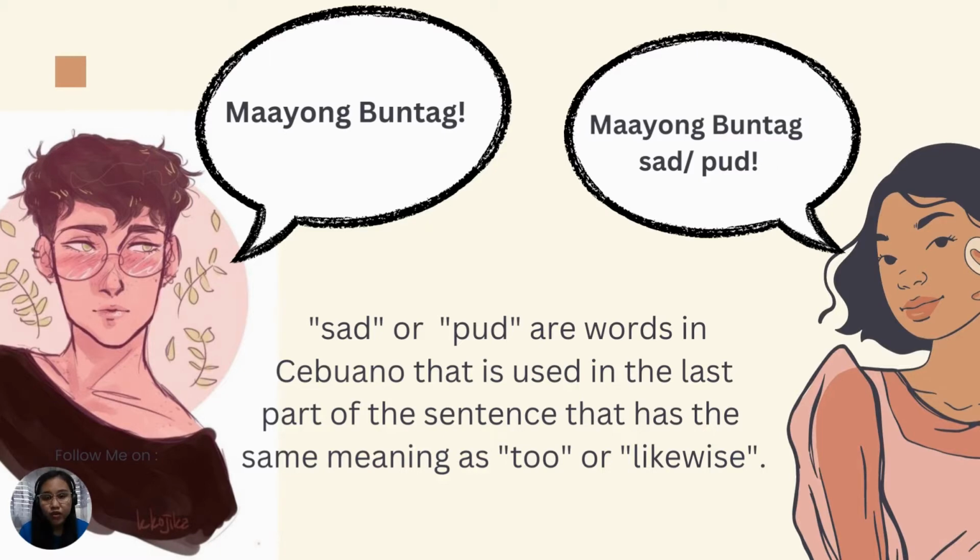Okay, so now if someone will greet you in Cebuano, so for example, someone will say maayong buntag, your reply would be maayong buntag sad or maayong buntag pod. Okay, so in Cebuano, you need to put the word sad or pod in the last part of the sentence. This word has the same meaning as too or likewise. So, for example, someone will greet you maayong gabi, you will say maayong gabi sad or maayong gabi pod, or maayong palis, and then you will reply maayong palis sad or maayong palis pod.